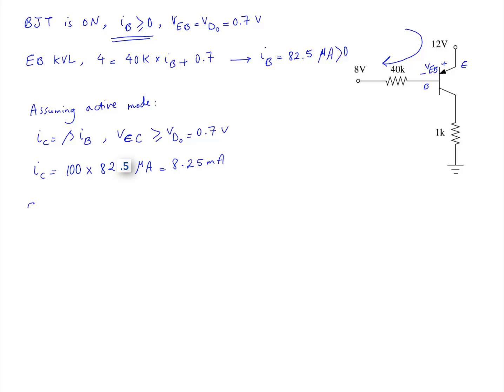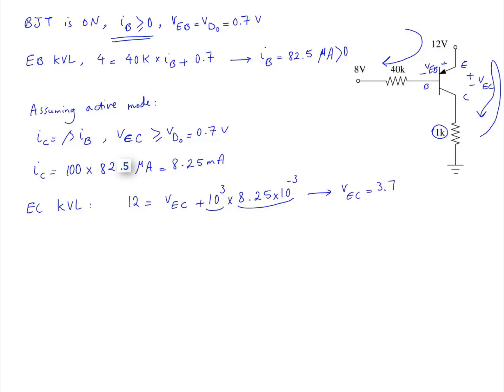And from the emitter to collector KVL, I can find the voltage V sub EC. From this loop, I'm going to substitute I C in the KVL and calculate V EC. I have 12 equals V emitter to collector plus 10 to the power of 3 multiplied by 8.25 times 10 to the power of negative 3. This is 8.25 milliamps, and this is the 1K resistor here. From there, the voltage of emitter to collector is going to be 3.75 volts. So let's check if this calculated V EC is greater than V D0. It's greater than 0.7. As a result, my assumption was correct.